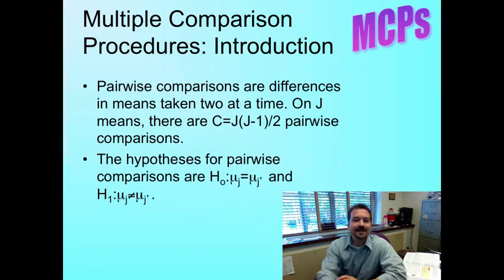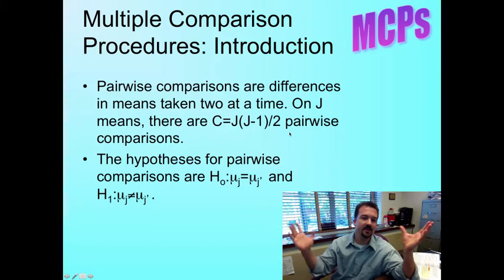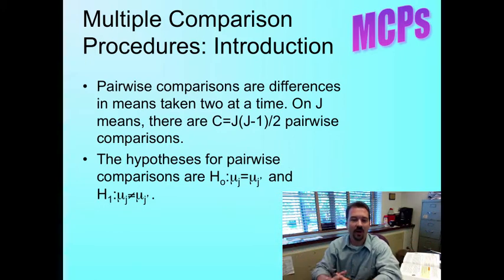So a pairwise comparison is a difference in means, between two means at a time. If you have J means, and the example I gave you has three groups, then C equals J times J minus 1, divided by 2, where C is the number of pairwise comparisons. So in this case it would be 3 times 3 minus 1, which is 2, so 3 times 2 is 6, divided by 2 is 3. So in this case it just so happens that there are the same number of groups as there are comparisons, 3 each, but that doesn't always hold up.